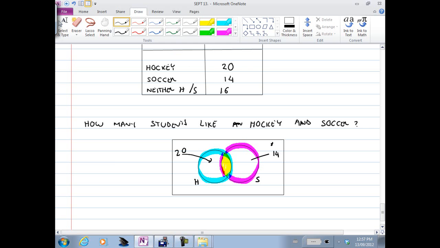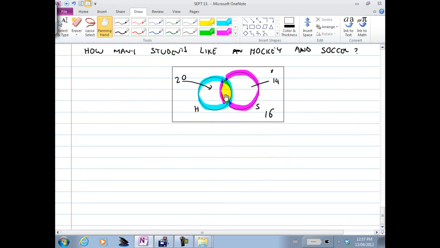The question is, where does the 16 go? Where do you put neither? If you play neither hockey or soccer, you put 16 on the outside, because that's where the rest of the people are. Question is, what goes in the middle? I'm going to pause it. I'm going to show you a trick. This is how we do this properly. We don't know what the middle is, so always start with the middle. Let's write down X right now, because that's what we're looking for.